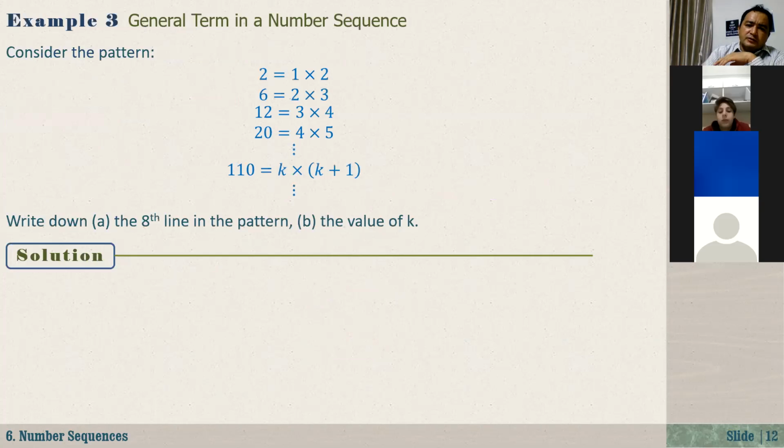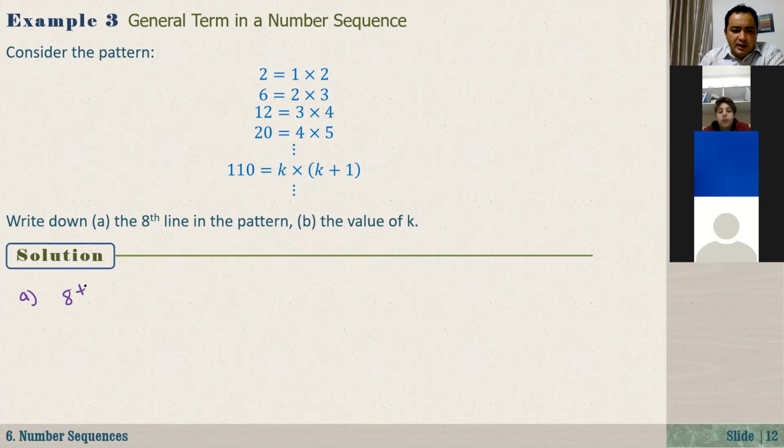Okay, guys, let's continue. Another example about general term in a number sequence. Consider the pattern: 2, 6, 12, 20, ..., 110. 2, we can write it as 1 times 2, 6 as 2 times 3, 12 as 3 times 4, 20 as 4 times 5, and 110 as k times k plus 1. Write down the 8th line in the pattern. So what will be the 8th line?